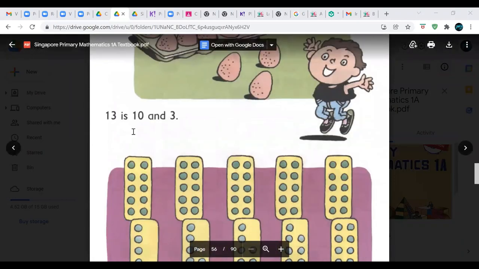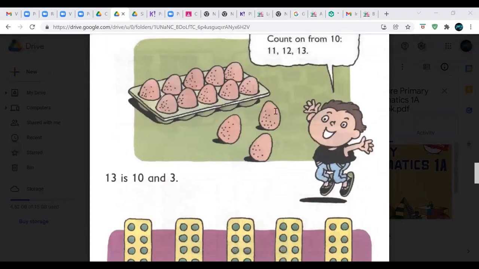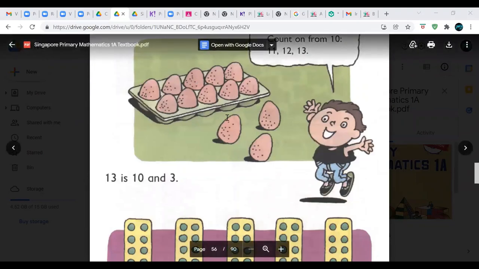Okay. So it says right here, 13 is 10 and 3, right? So you have 10, I think they're eggs, and then 3 more than that. So that makes 13.